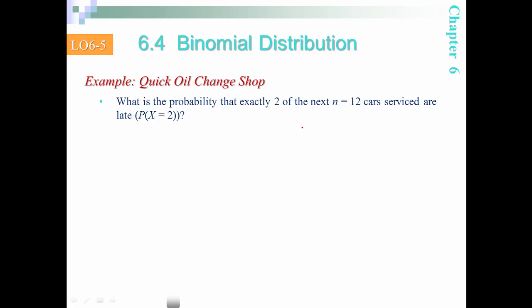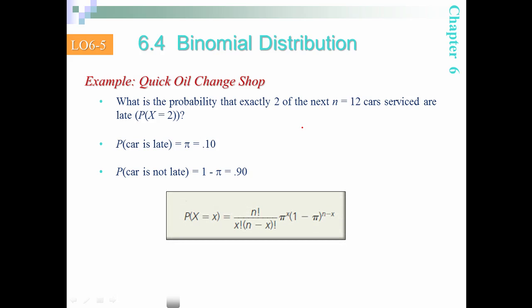So we could ask the question, what's the probability that exactly 2 of the next 12 cars serviced are late? So x is equal to 2, and we need to know what the probability of a late car is, and it turns out they're telling us it's 10%. And so we could say, what's the probability a car is not late? It's 90%. And then we can plug in this formula, p of x is equal to n choose x times pi to the x times 1 minus pi to the n minus x.